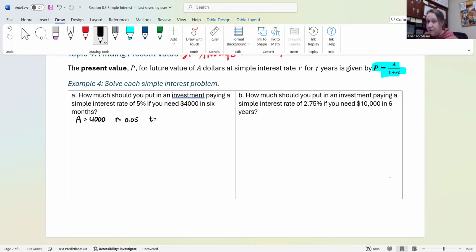Our time frame is 6 months. Remember, if you're given time in months, convert it to years. So 6 months is the same as 6 over 12, or you could think of it as just a half or 0.5. P, we don't know. That's what we're looking for. So P equals A, which is 4,000, divided by 1 plus RT, so 0.05 times T, which is 6 over 12, or just a half.